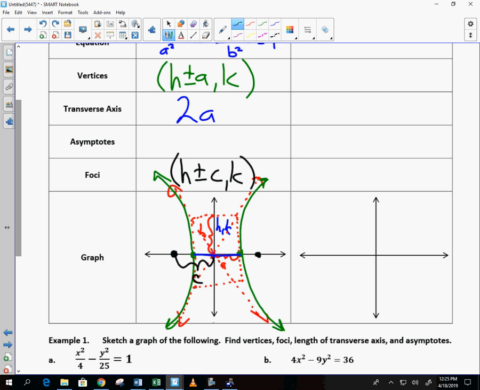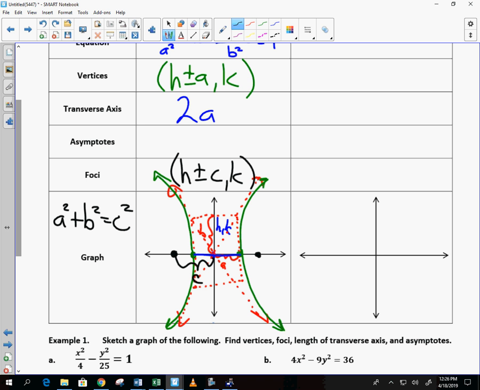Everybody here should now be thinking to themselves, how do we find c? Anybody got a thought? a squared minus b squared is c squared. That was for the ellipse, right? These are hyperbolas. So it's a squared plus b squared is c squared. Pythagorean theorem. Thus the connection to trigonometry. There you have it.